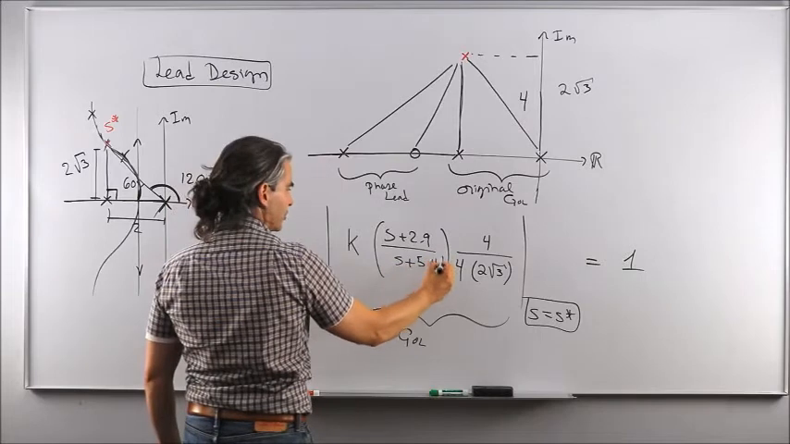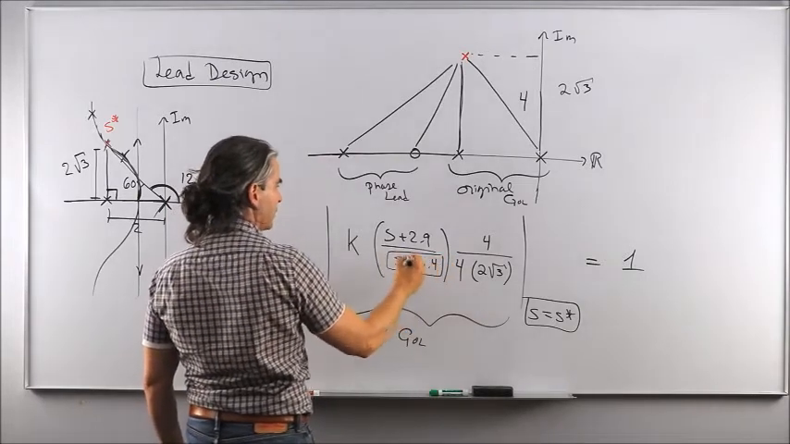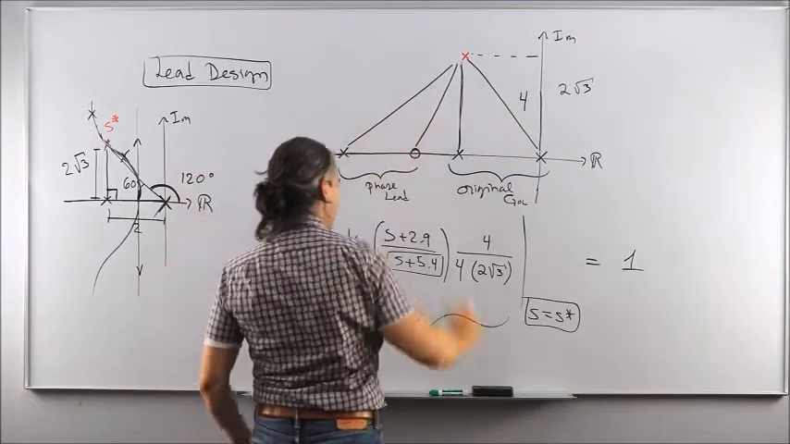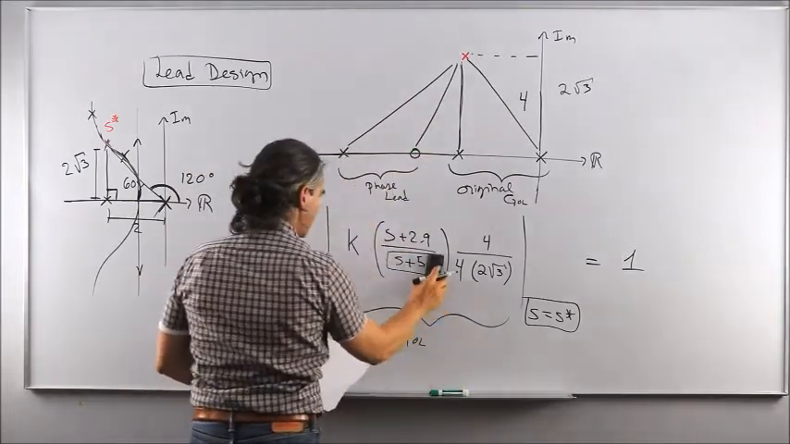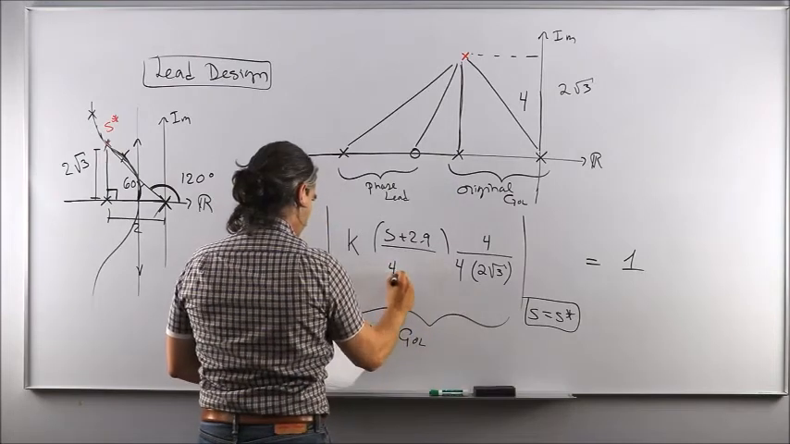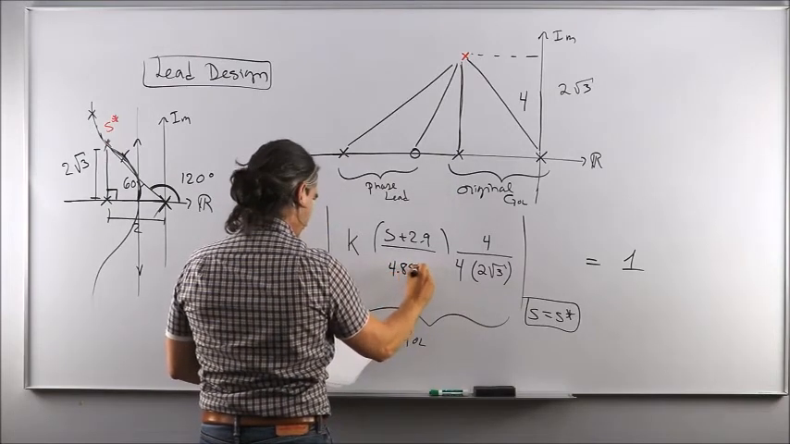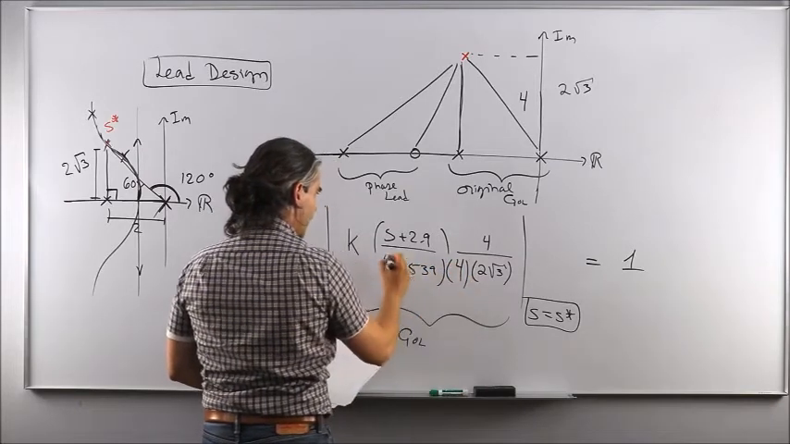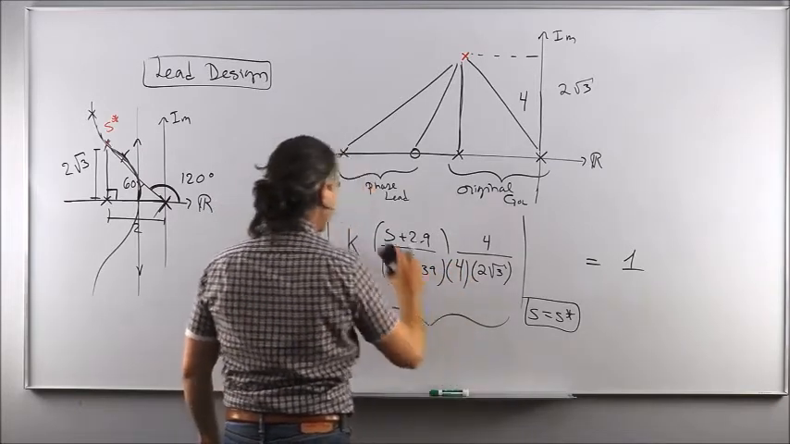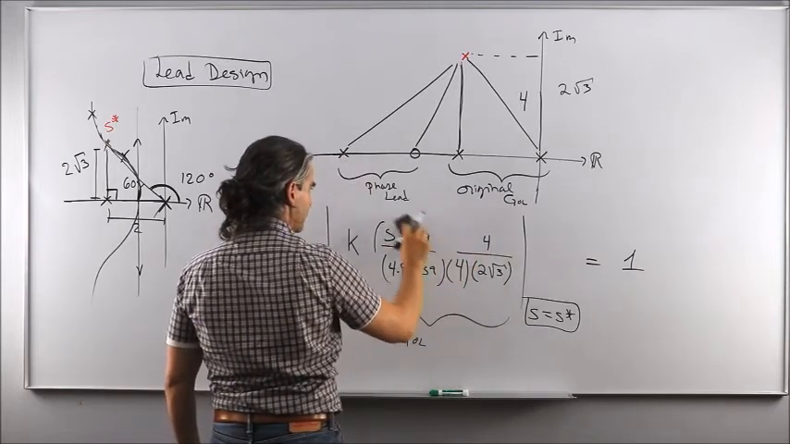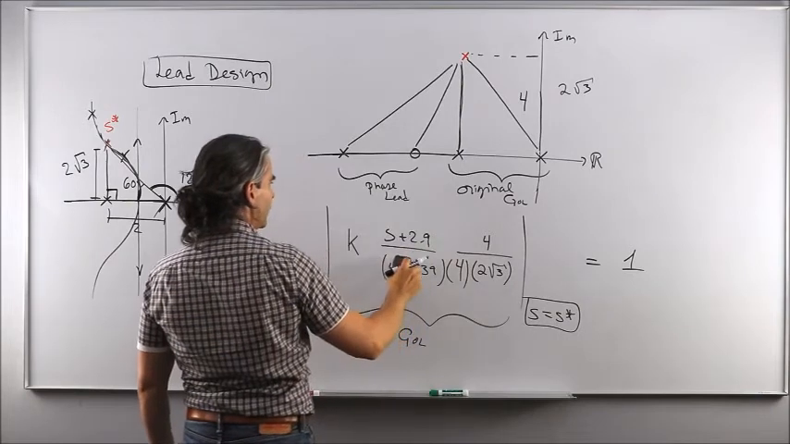The distance associated with this pole location at minus 5.4, if you were to calculate this side, you would get 4.8539. So that's it for the denominator. Okay, 4 stays 4, there's nothing to do about it. It's just a gain, essentially, in terms of the magnitude.